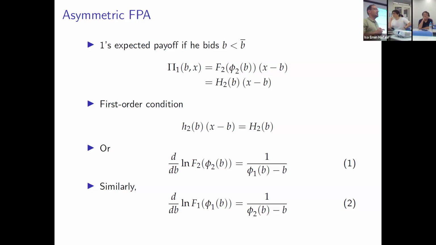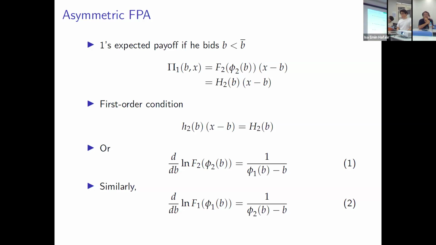And similarly, when you do the same for bidder 2's maximization, you get a differential equation, but it's not a separate differential equation. It involves bidder 1's function here. So this is called a linked pair of differential equations. And in general, unfortunately, there is no closed form solution to these problems. And even numerical solutions are difficult, right?